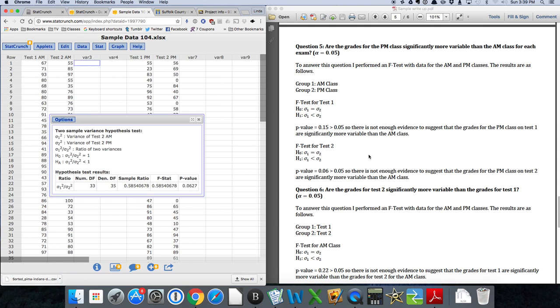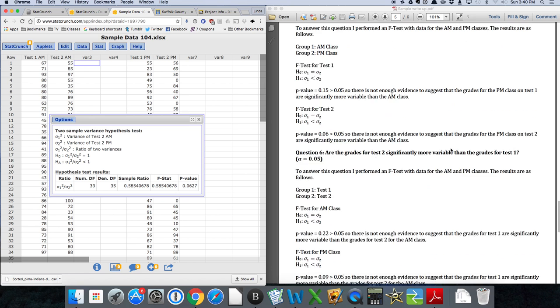If I were to test this at even just our other standard alpha value of 0.1, if I was willing to accept a 10% chance of making a type 1 error, I would actually have to conclude that there is enough evidence to suggest that the grades are more variable. So I've made a decision that 5% is my cutoff, and I think 5% is reasonable for this. So while there is not enough evidence at the 5% level to suggest that there's a difference, it's pretty close. And again, we'll talk about that.